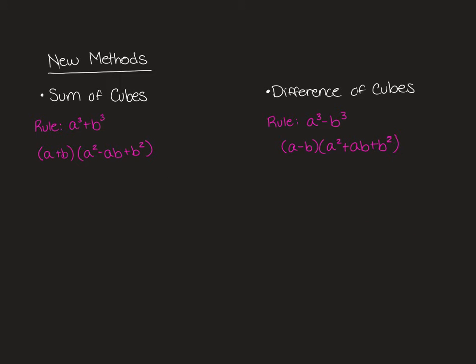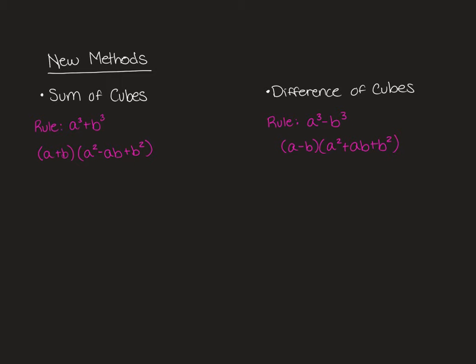So now we've come to the new methods that we're going to learn to factoring polynomials. The first one we're going to talk about is the sum of cubes. And so the sum means addition. So if you have a cubed plus b cubed, this is how it factors. Okay, so a plus b and then times a squared minus ab plus b squared.